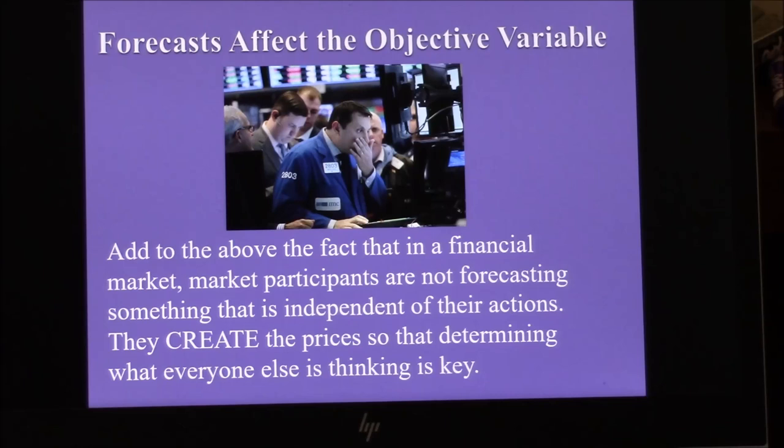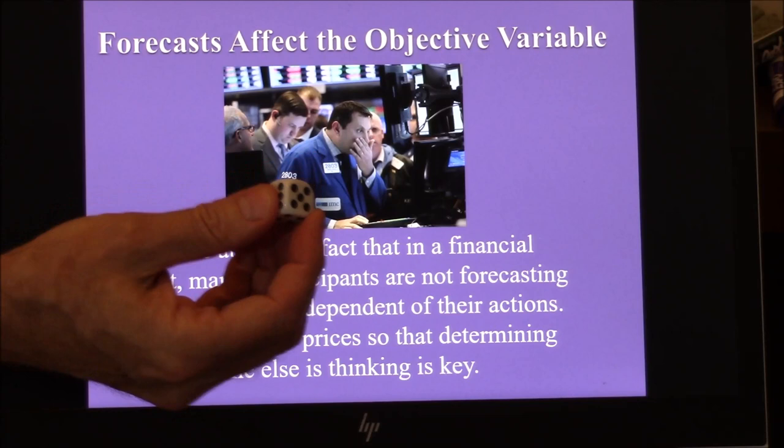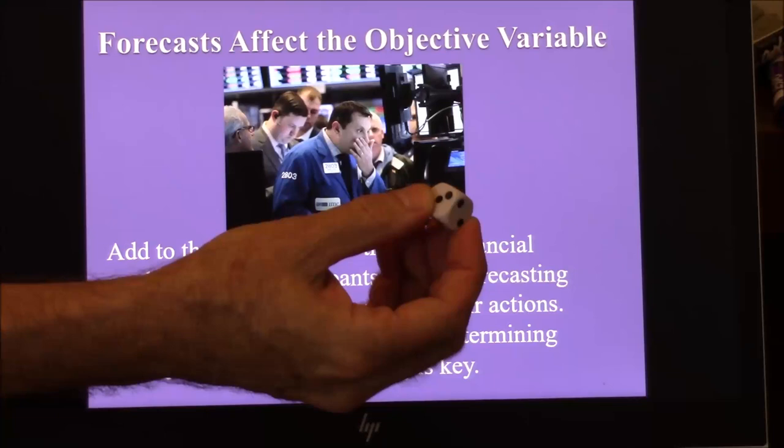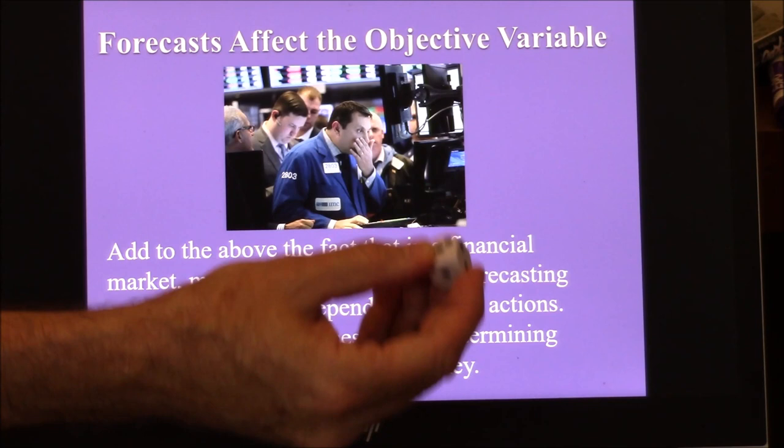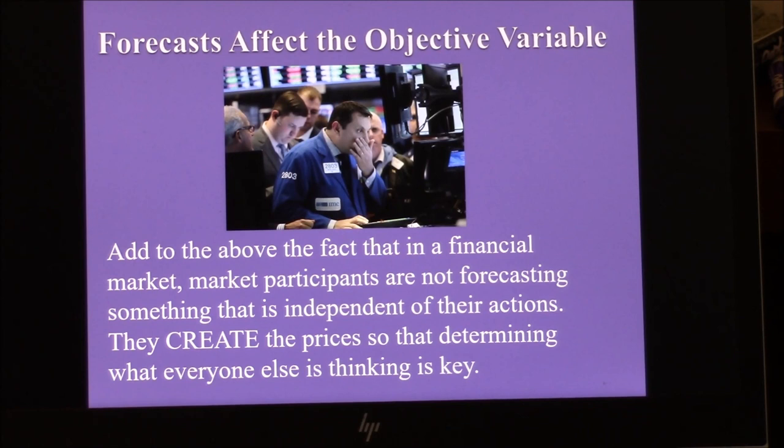We are not forecasting the outcome of an event that is totally out of our control, like we are with this. If we were all sitting around forecasting this, then none of us would have any power over what the die actually did. On the other hand, if we're the U.S. stock market, we're all the participants of the U.S. stock market, our forecasts cause the outcomes. Our forecasts create the prices. What a complicated situation we've got now.